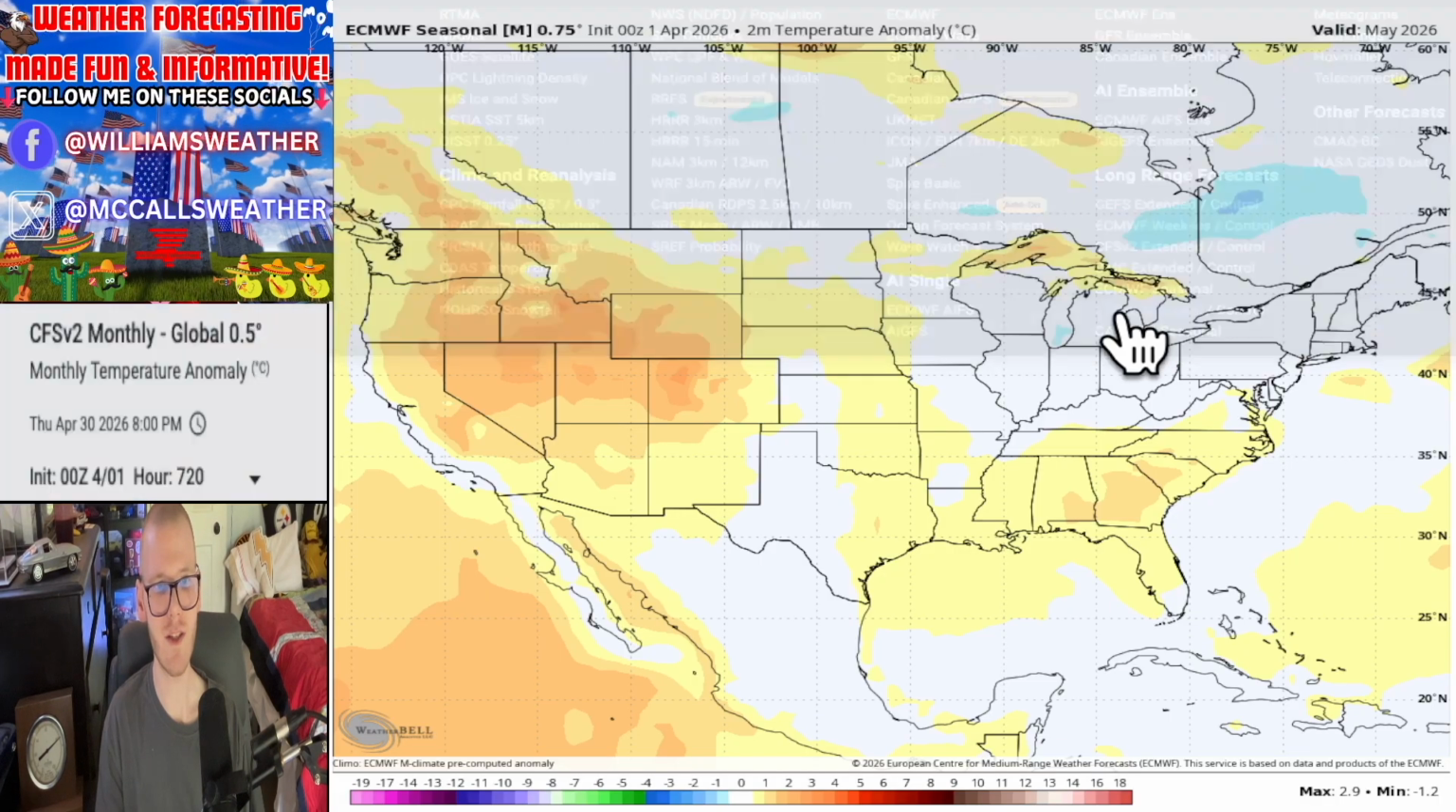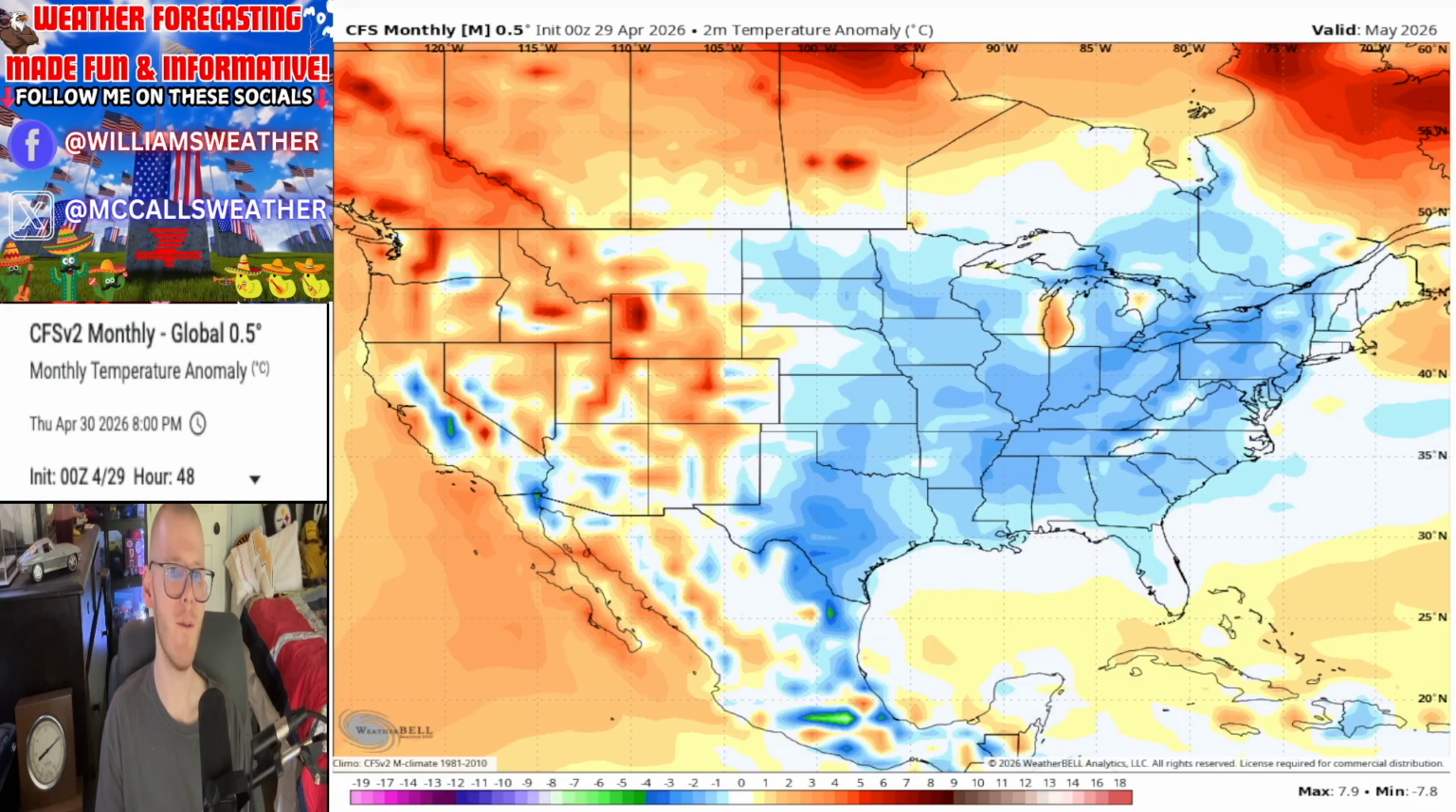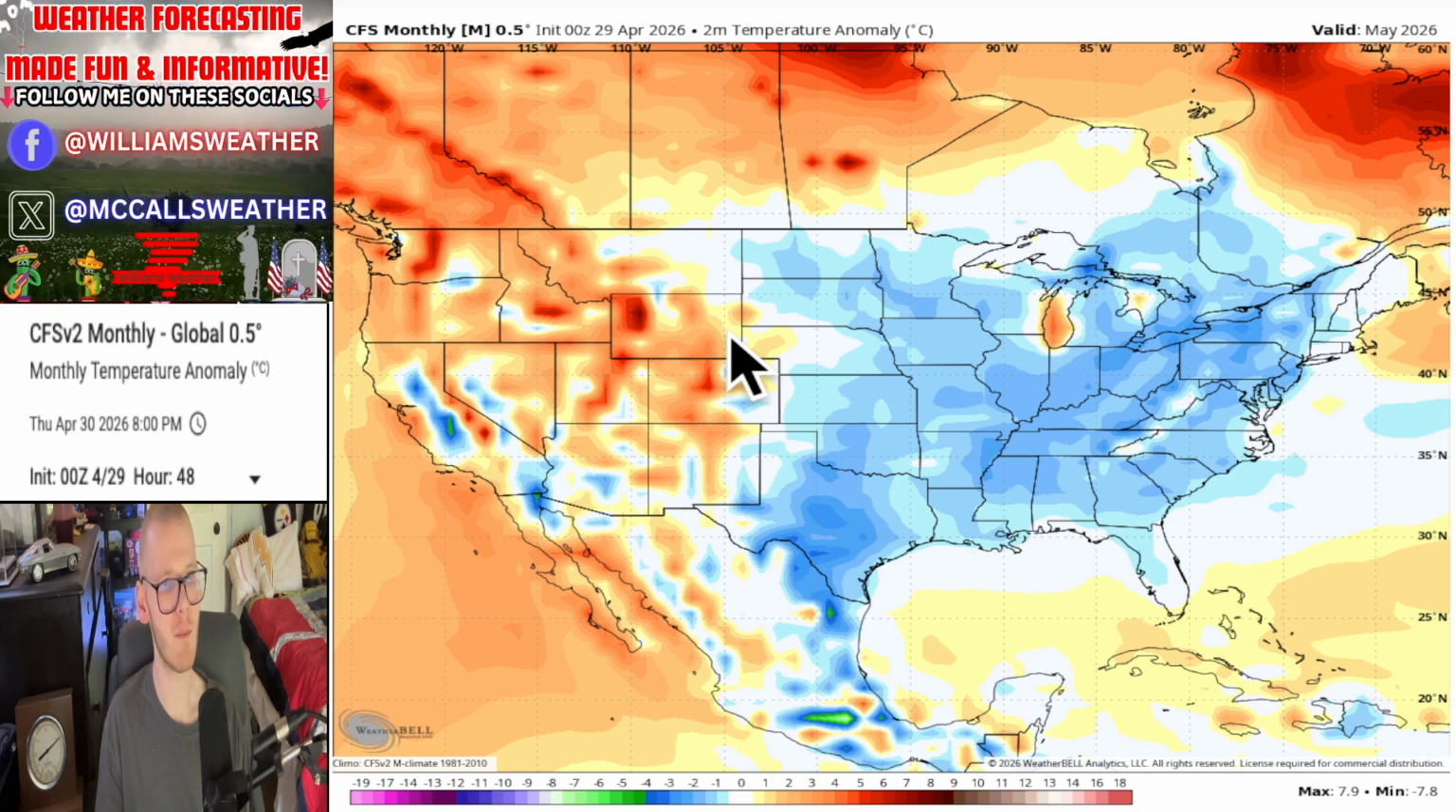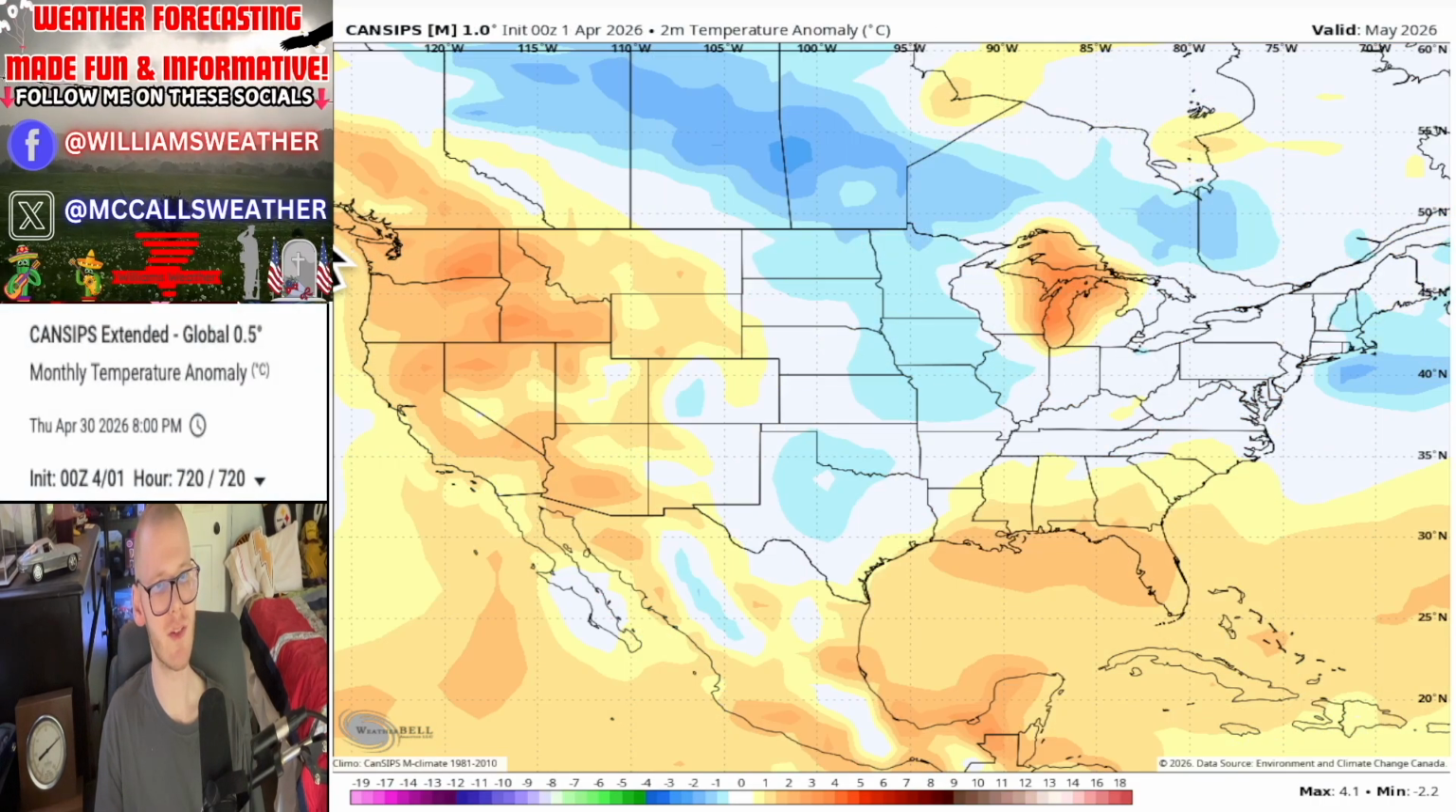Now, the CFSv2, I would be in agreement with this as well. I think the western part of the country is leaning above average for the month of May, while the eastern part of the country is going to be leaning below average for the month of May. CanSIPS seasonal, this one relies on Climate Prediction Center data. I would also be in agreement with this, as I think the western part of the country is going to be leaning above average, the eastern part of the country is going to be leaning below average, but some areas could come in on above average temperatures.